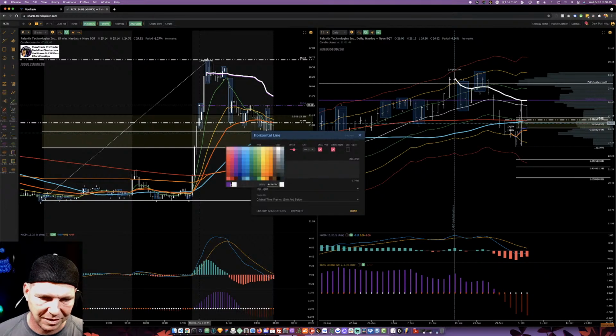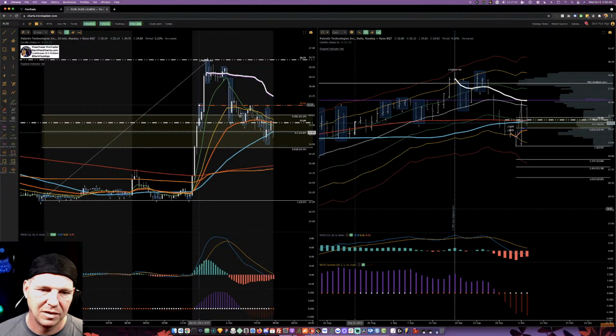I don't know how I feel about using that color for all my markup. Should I use orange? We'll use orange for now, I guess.